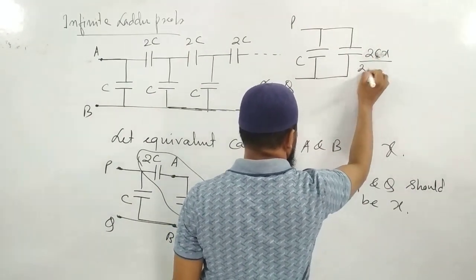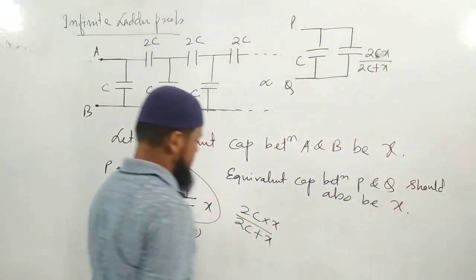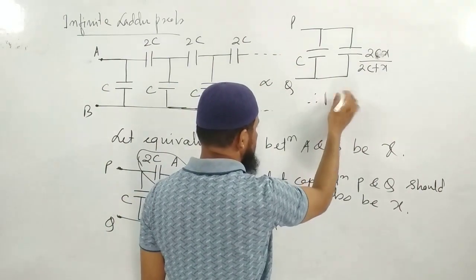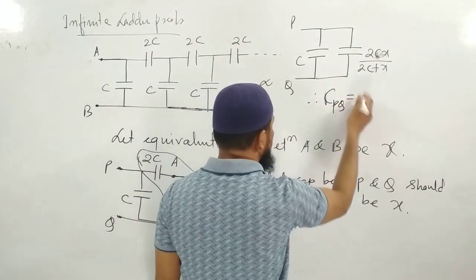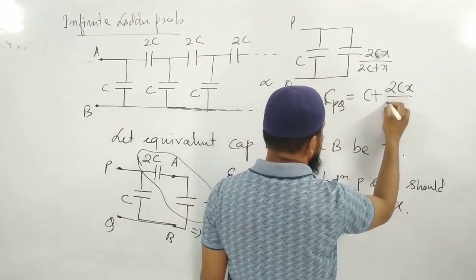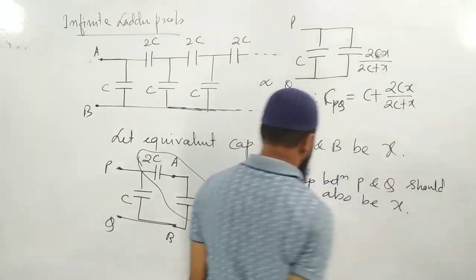2C·X divided by 2C plus X. Now they are in parallel. Therefore, the equivalent capacitance between P and Q is the sum of these two. That is C plus 2CX divided by 2C plus X.